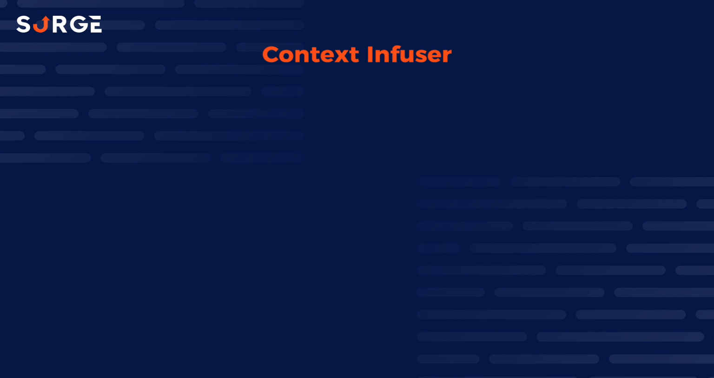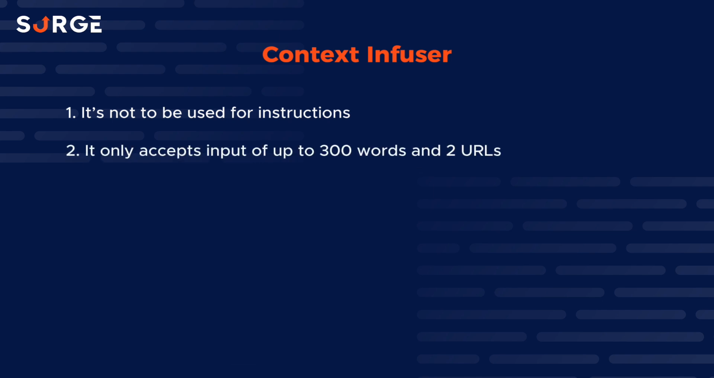Here's some important things to know about Context Infuser. First, it's not to be used for instructions. It's only for feeding information to the AI. Second, it only accepts input of up to 300 words and 2 URLs. Third, it might ignore certain information you've added.